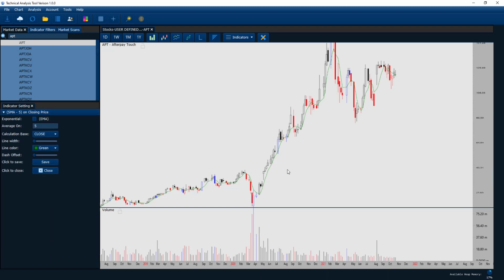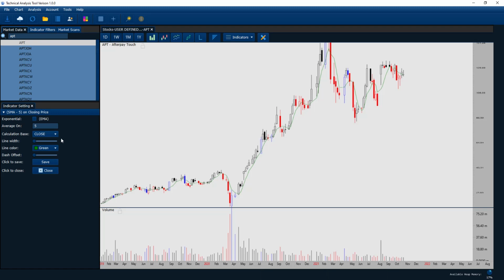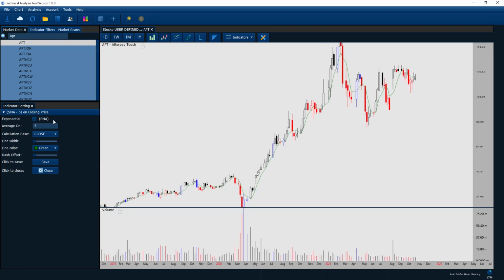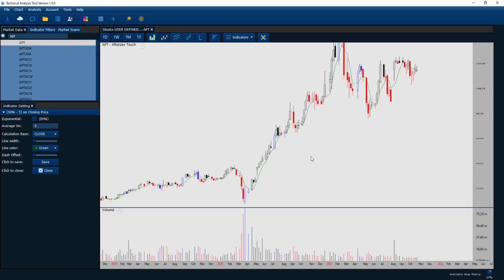All right. As you can see, once you've added the moving average into the chart, here is the area where you can configure the moving average. Let's move through the configuration items from top to down. It's very simple. The first one is the moving average type. If you do not check this EMA checkbox, which is exponential moving average, then you're drawing the simple moving average. But if you check this EMA, it means you're drawing an exponential moving average.